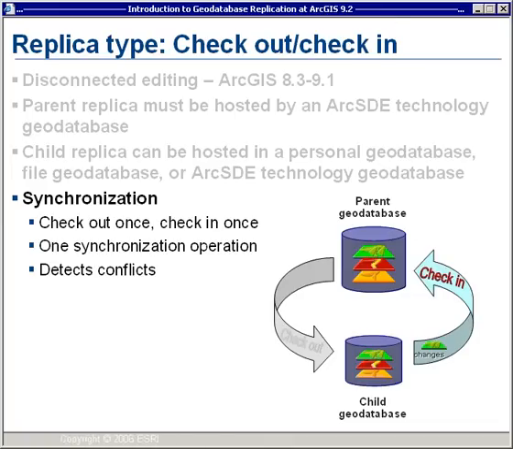Any edit conflicts between the geodatabase edits will be detected on check-in. Again, the checkout replication only supports one synchronization process. So once the child edits have been synced with the parent, the child geodatabase can no longer be used to check in further changes. If you want to make additional changes, you would need to create a new checkout replica.